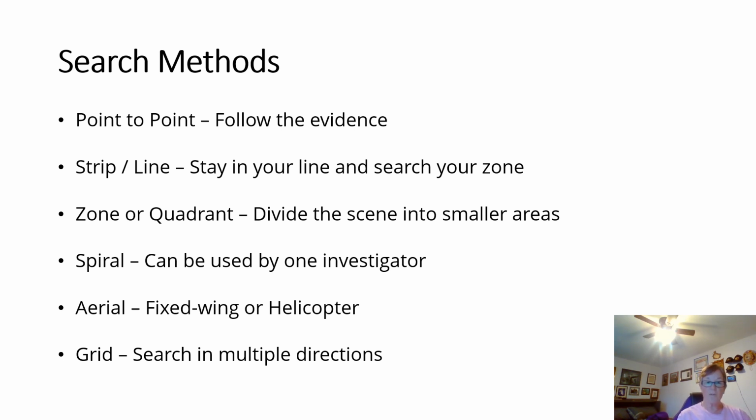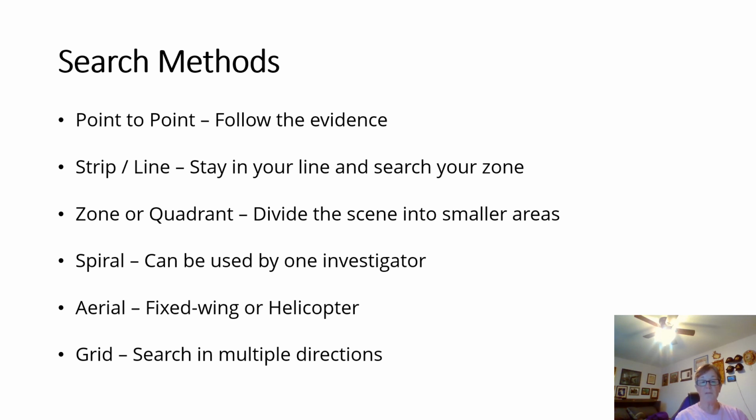Now the zone or the quadrant: you divide a scene into smaller areas, and each area can be divided up as much as need be. For example, you could have a 15-acre outdoor arena that needs to be searched. Everyone could have 1 acre, or it could be as small as a vehicle, and everyone takes 1 seat. So there are 4 seats in a car, and everyone takes their 1 seat. It's all depending on the number of personnel that you have available and the area size that you have to search.